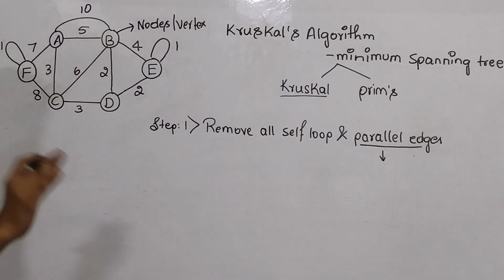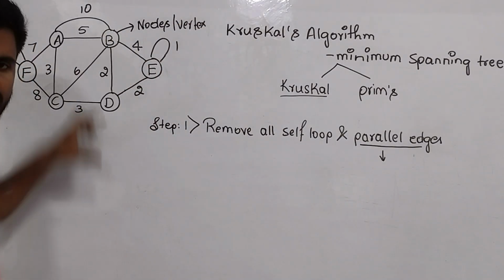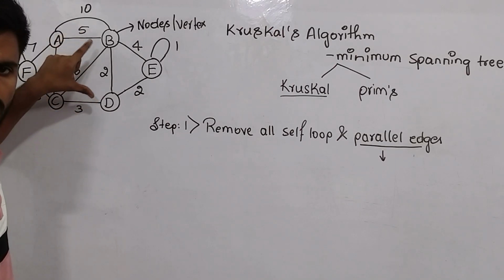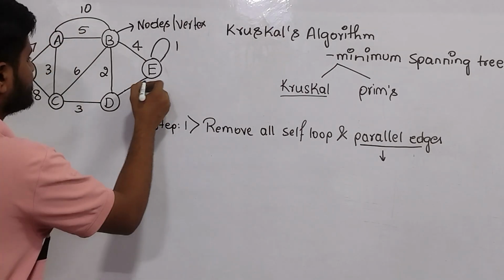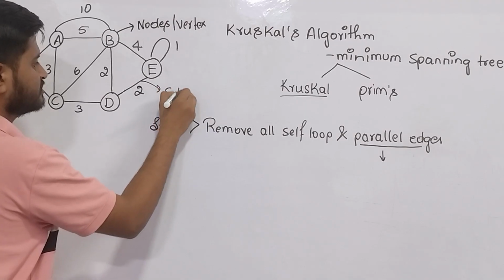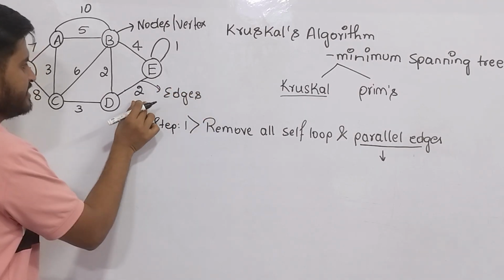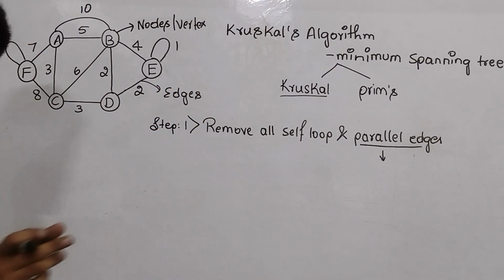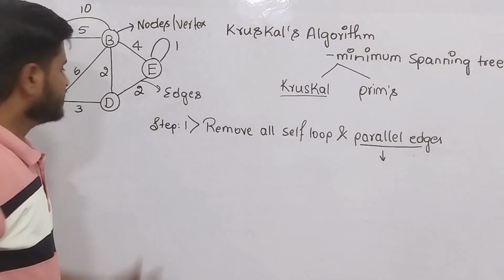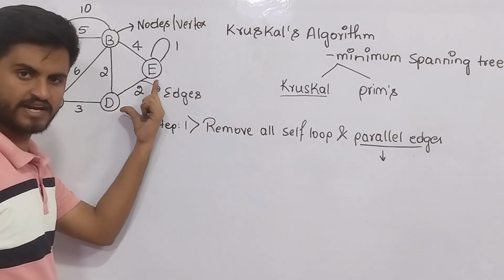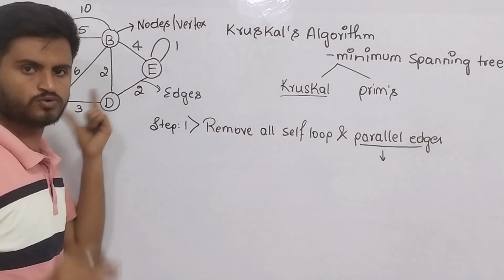All the collection will be called vertices, and the lines connecting two nodes or two vertices will be called edges. Each edge will have a different value, called the edge weight. Here between D and E there is an edge and its edge weight is 2, like that.